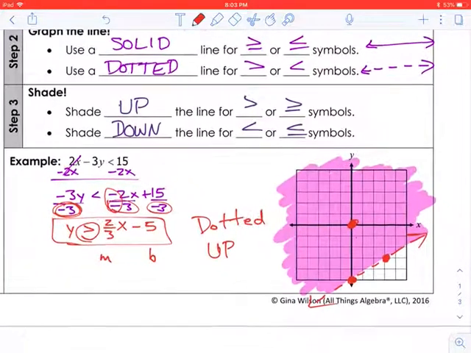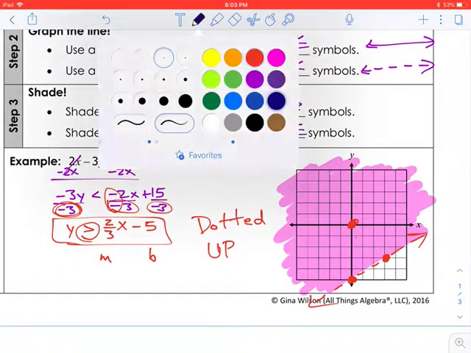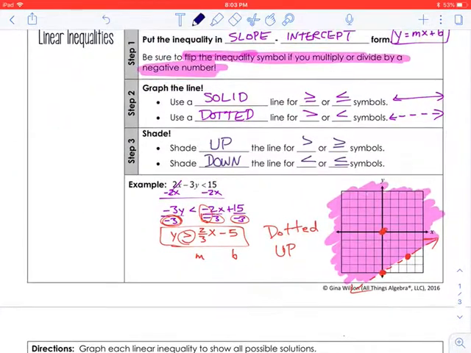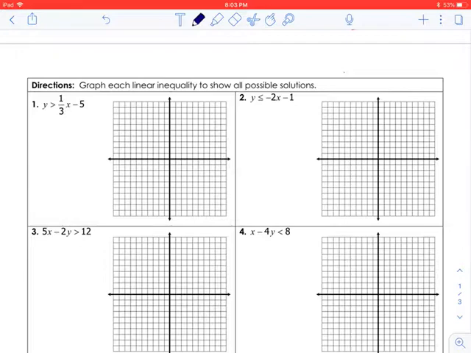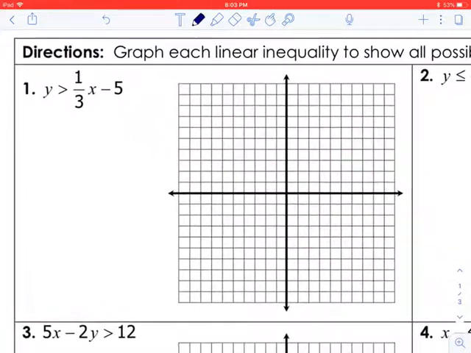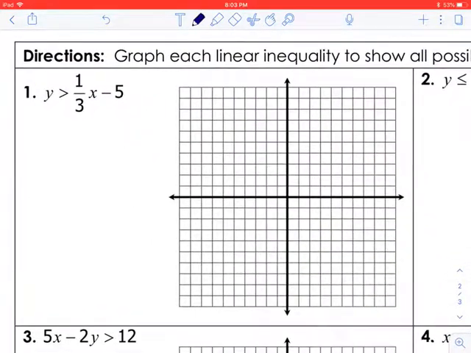Okay, so let's do a few more examples of that, and then I'll let you go try it on your own. So here we go. Let's look at this first one because it's already solved, and then we'll go to the next one. So y is greater than. Okay, so I should be shading up, and it should be a dotted line again.